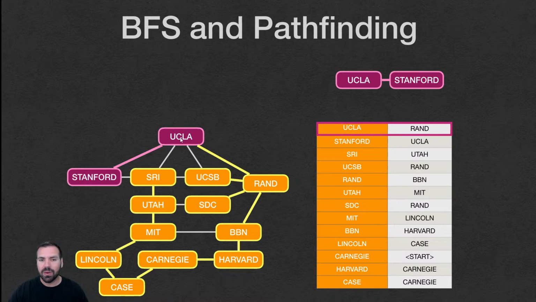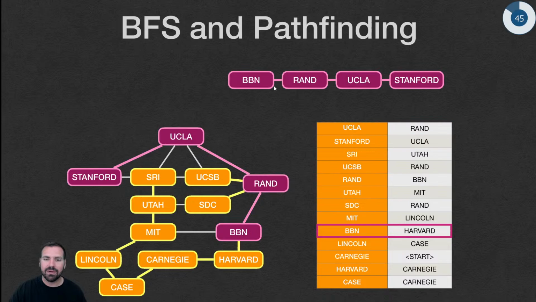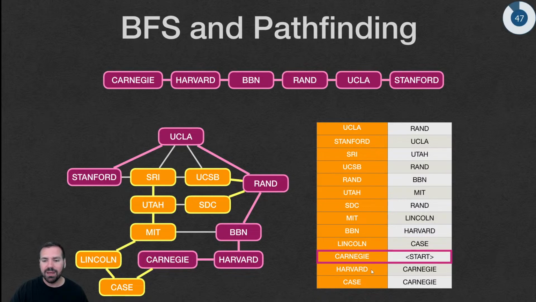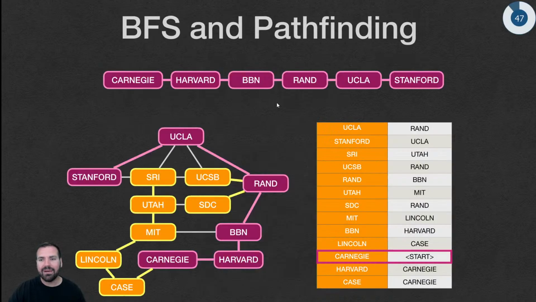UCLA, who discovered you? Well, Rand discovered me. Okay, Rand, who discovered you? Well, BBN discovered me. BBN, who discovered you? Well, Harvard discovered me. Harvard, who discovered you? Carnegie discovered me. Carnegie, who discovered you? Yo, I'm the start node. No one discovered me. I discovered myself. And then once we find that start node symbol, we have our path.